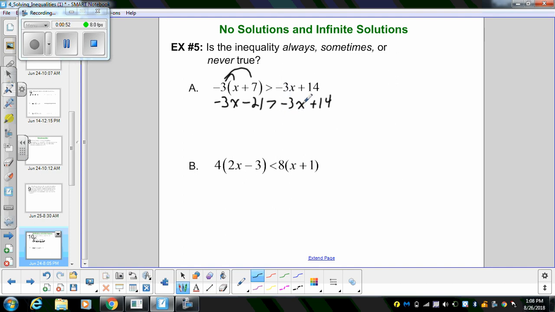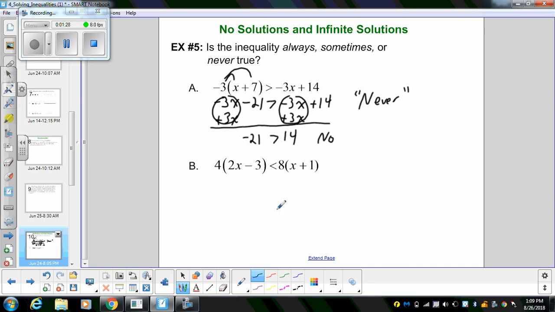So the opposite or inverse of negative 3x is positive 3x. So I'm going to add 3x to both sides, only dealing with the x's. These will zero out, and this will also zero out. So we'll be left with negative 21 is greater than positive 14. So, is this a true statement when the x's cancel out? Is negative 21 greater than 14? Instant answer to that should be no. So therefore, this is never true.